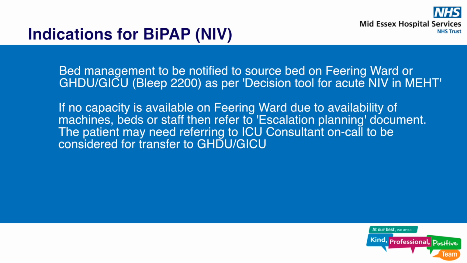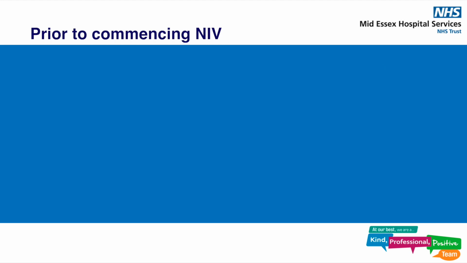If there is no capacity on Fearing Ward due to availability of a machine, beds or staff, then refer to the escalation planning document, which is also located on the intranet. The patient may need referring to the ICU consultant on call to be considered for transfer to critical care with a ceiling of care in place.